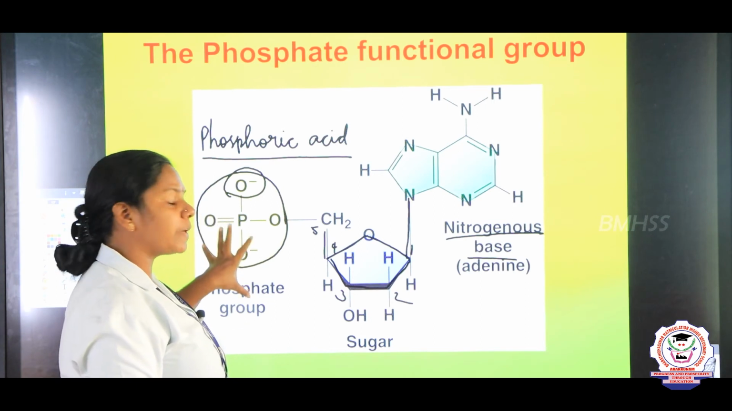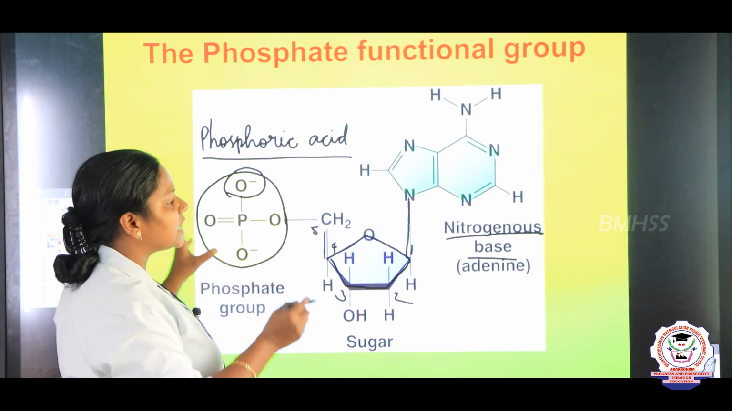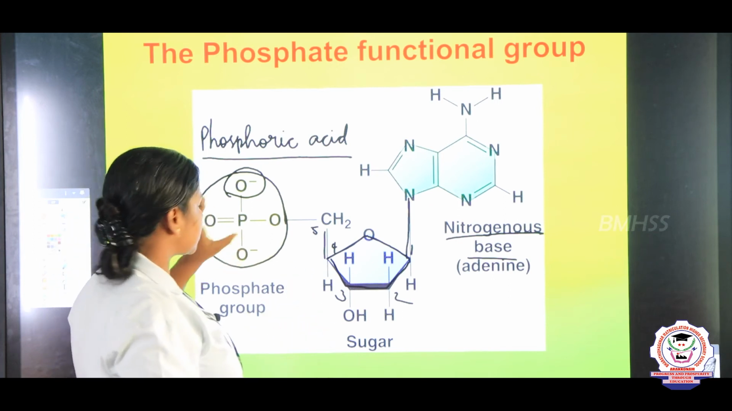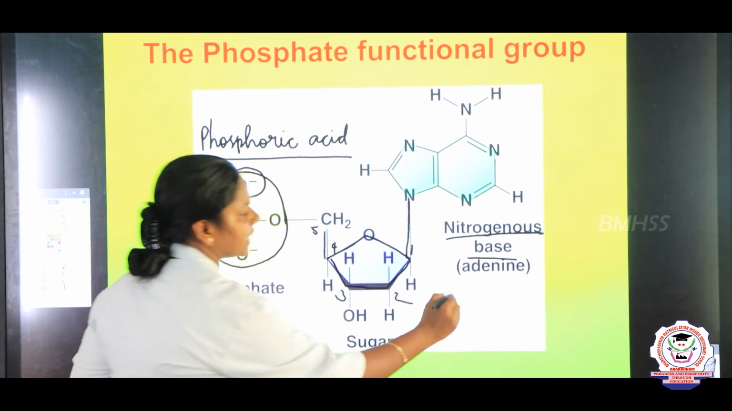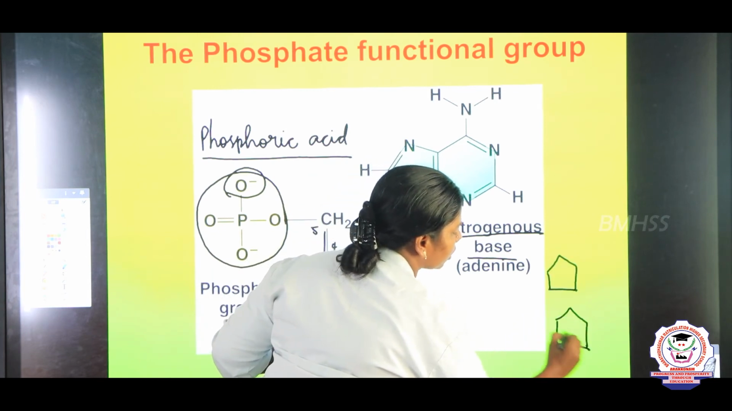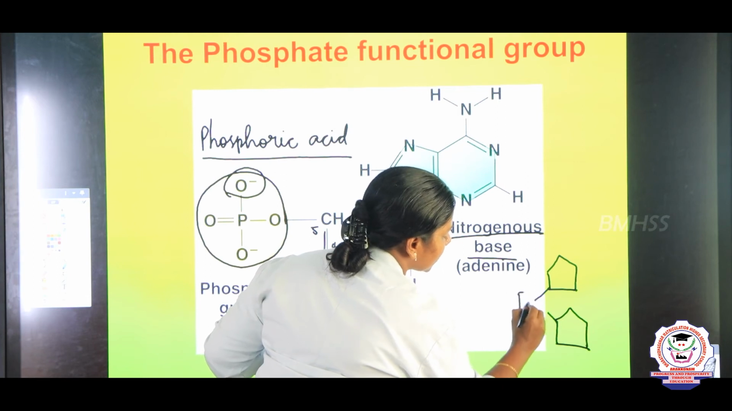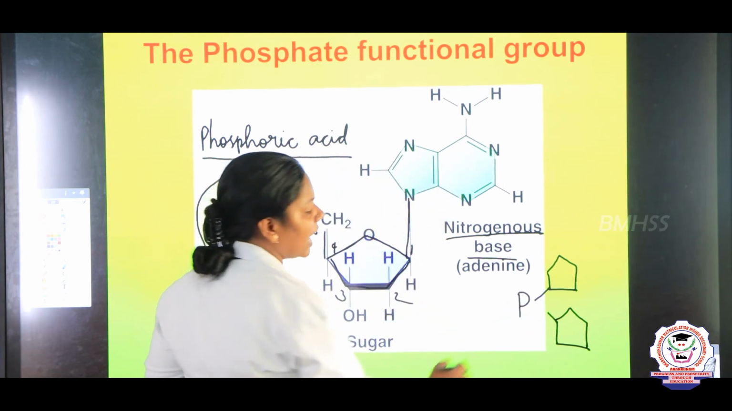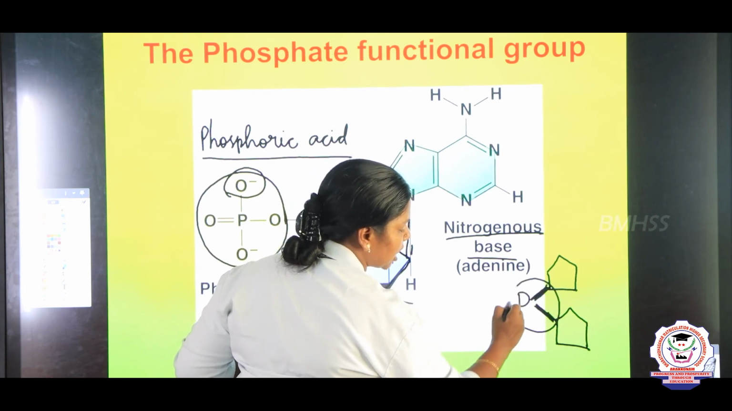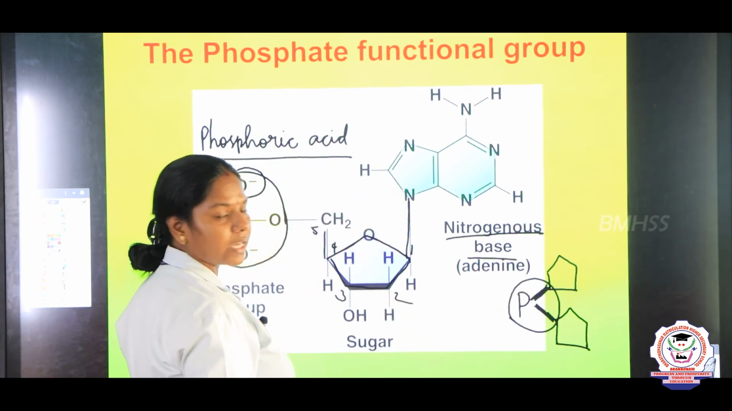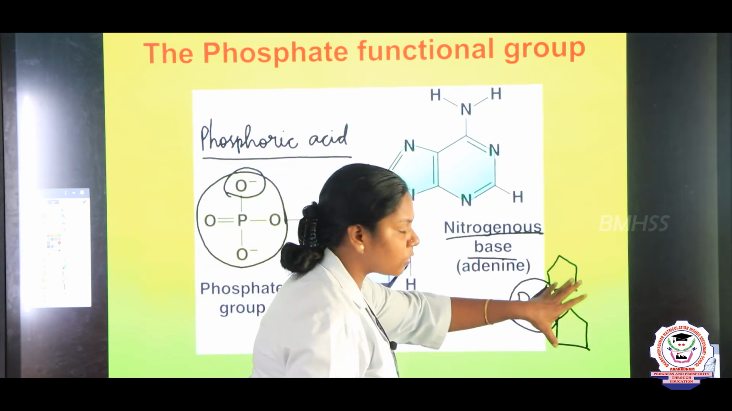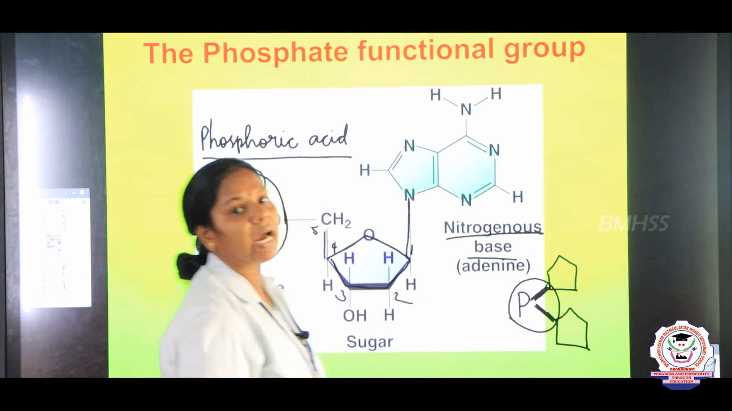Due to that, the phosphate group is negatively charged, and on both sides, all the nucleotides are linked together by the phosphate bonds, right? For example, here one nucleotide is there, and here one more nucleotide is there, and both are linked together by the phosphate molecule, and this is linked by ester bonds, hence we can call this a phosphodiester bond. And this phosphate group is negatively charged. This enables the nucleic acid to remain within the nuclear membrane.